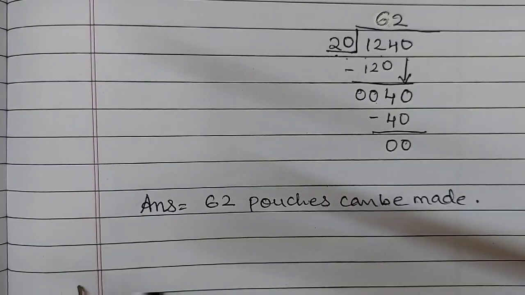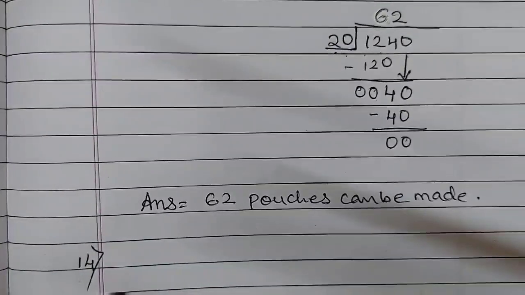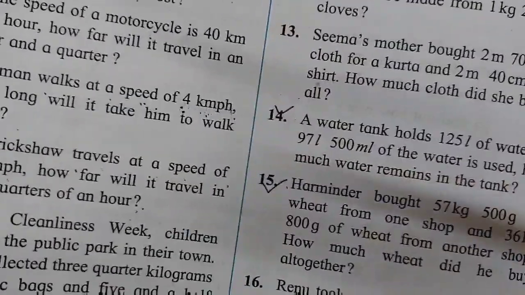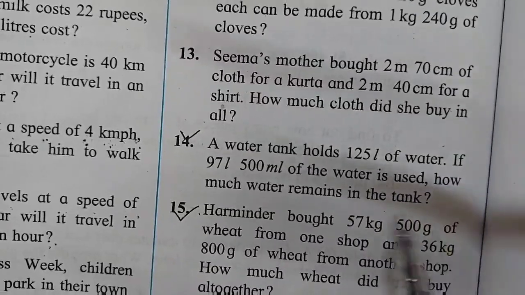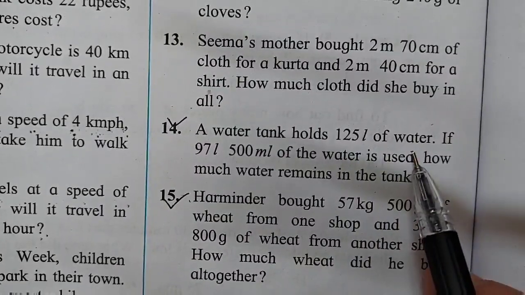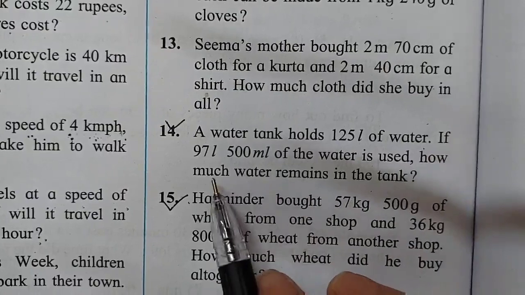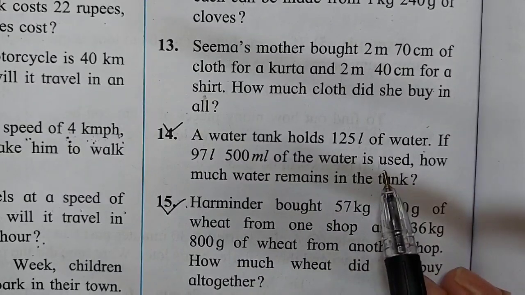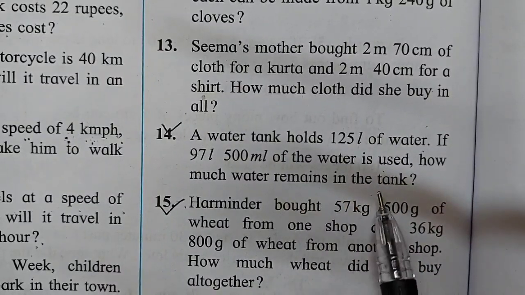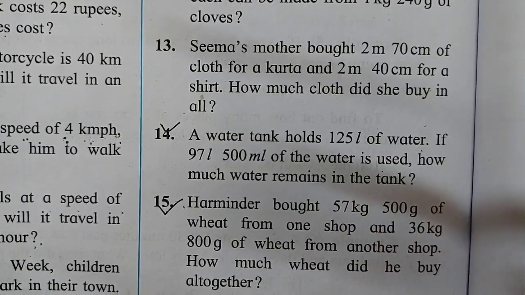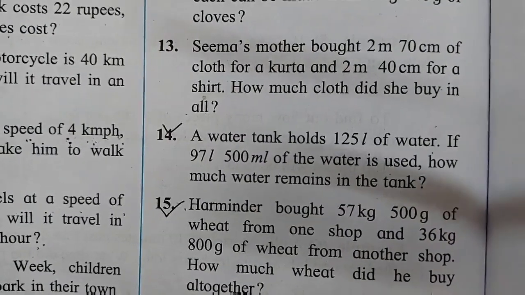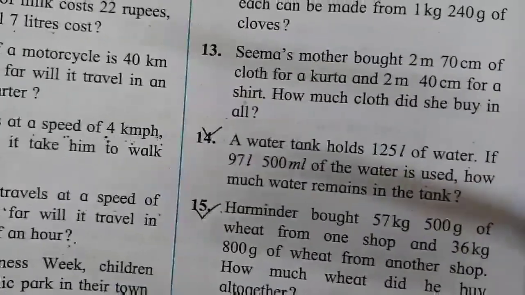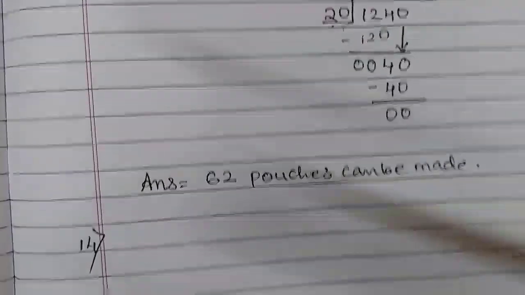Now coming to the next sum. Your next sum is the 14th sum. A water tank holds 125 liters of water. If 97 liters and 500 milliliters of water is used, how much water remains in the tank? It is simple. You have to find out the difference. What is left out? So it is a subtraction sum. So we will write the statements first.